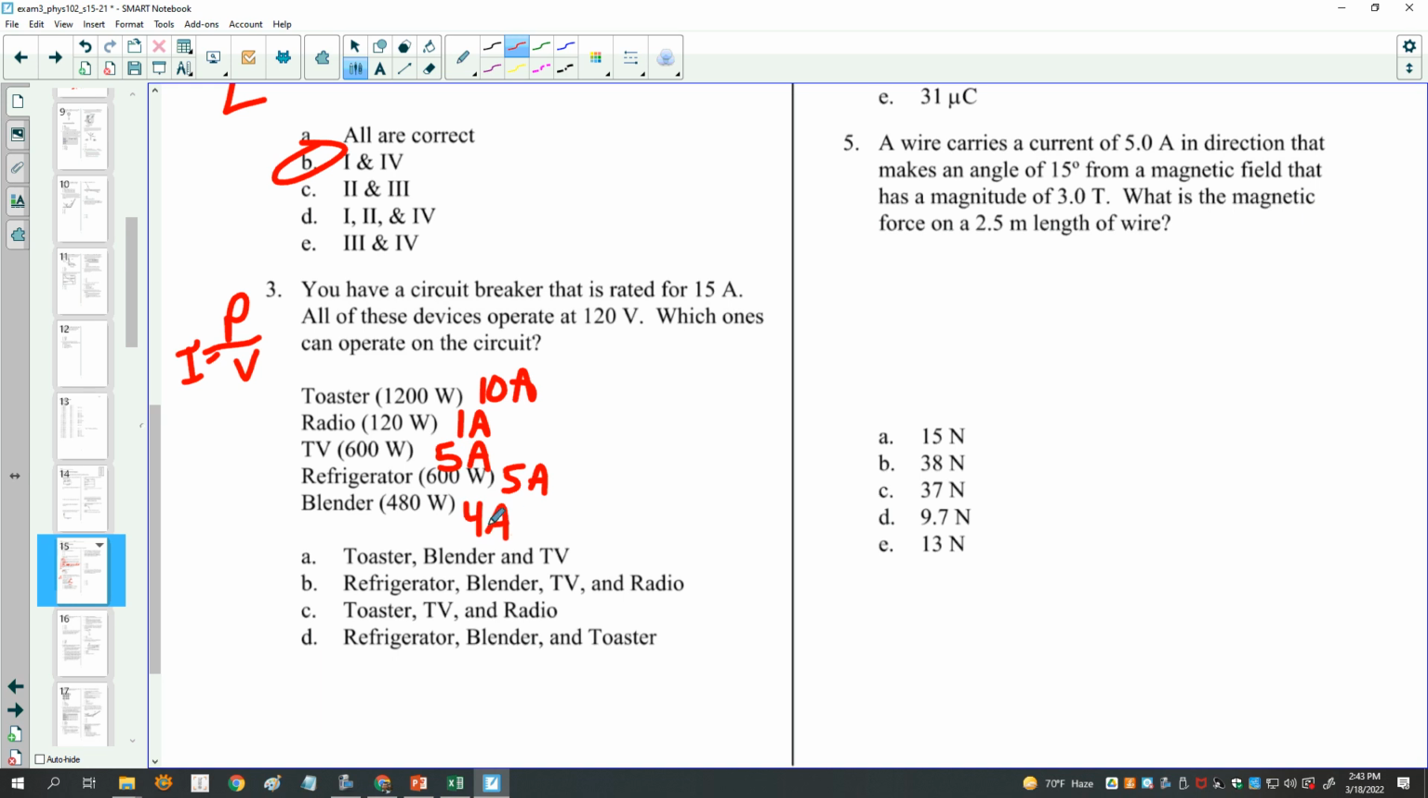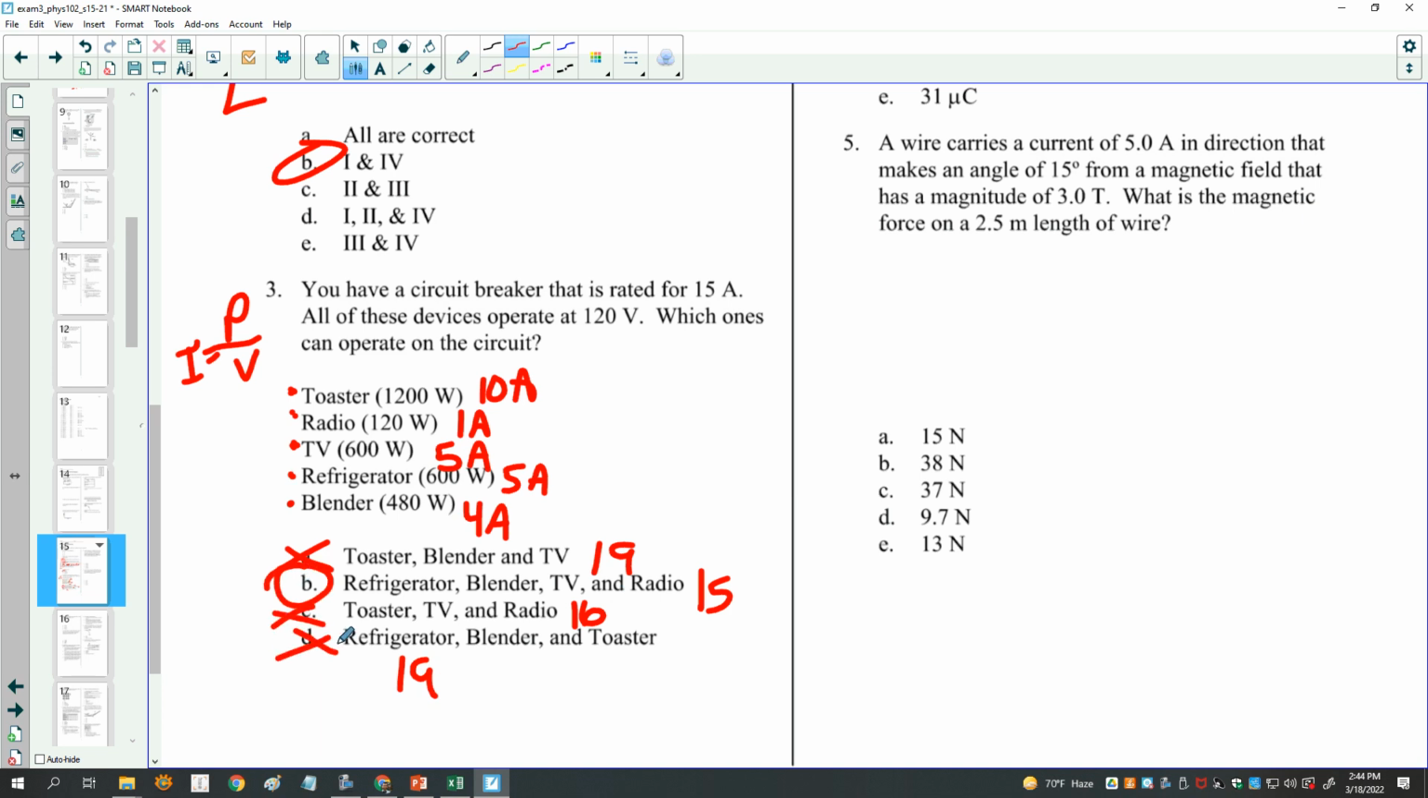And then ask yourself which of these can operate on this circuit without exceeding the limit. So the toaster, blender, and TV, that would be 10 plus 4 plus 5. That would be 19. That was not going to work. The refrigerator, blender, TV, and radio, that's 5, 9, 14, 15. Okay, that one was okay, but let's do these others. Toaster, TV, and radio. Toaster is 10, 15, and 1, that'd be 16. And then refrigerator, blender, and toaster, 5, 9, 19. All right, so the only answer possible is B.